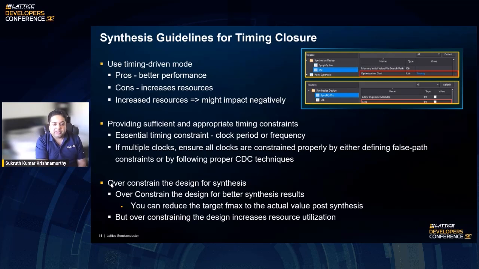Sometimes over-constraining the design at synthesis level can give you good results. You can reduce the target Fmax to the actual value post-synthesis. Radiant allows providing a pre-synthesis constraint and a post-synthesis timing constraint. So one of the best ways to do it is, if you're trying to achieve 250 megahertz, make sure that you put 300 megahertz for synthesis. In that way, synthesis can put more effort in meeting that 300 megahertz, and you can always relax it to 250 megahertz, which is the target frequency post-synthesis. But you need to keep in mind that when you're over-constraining the design, there's always a chance that you're increasing the resource utilization.